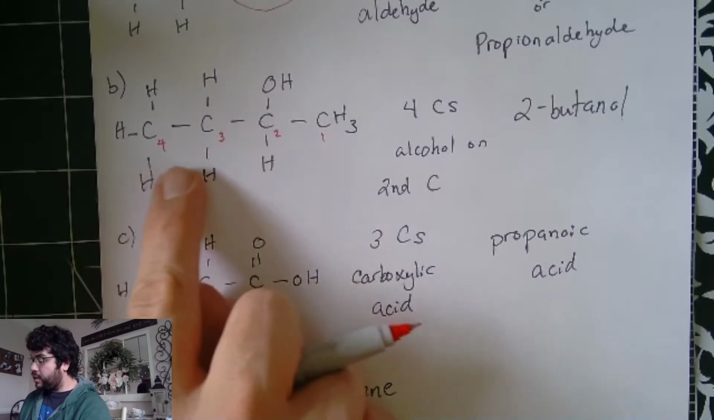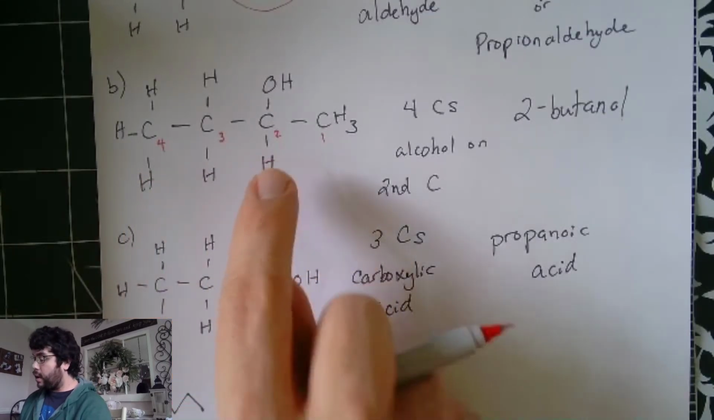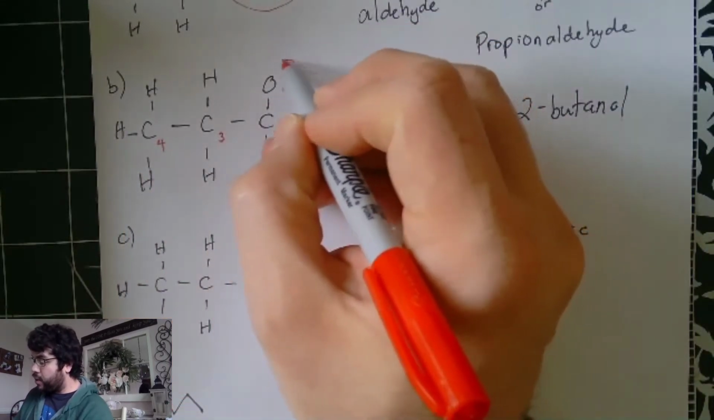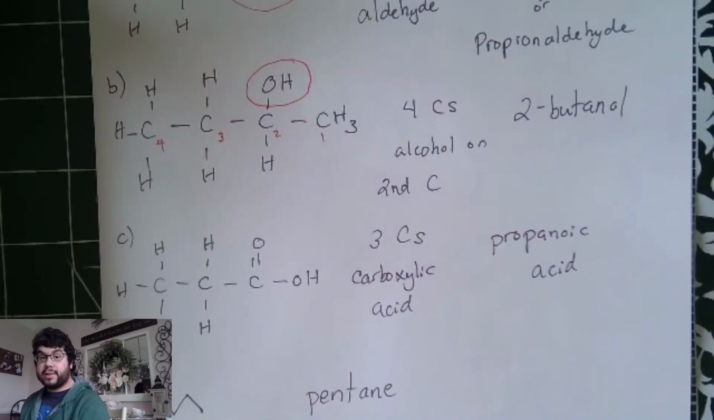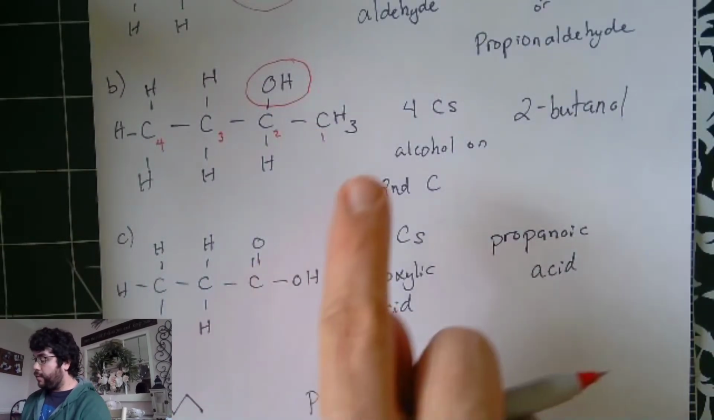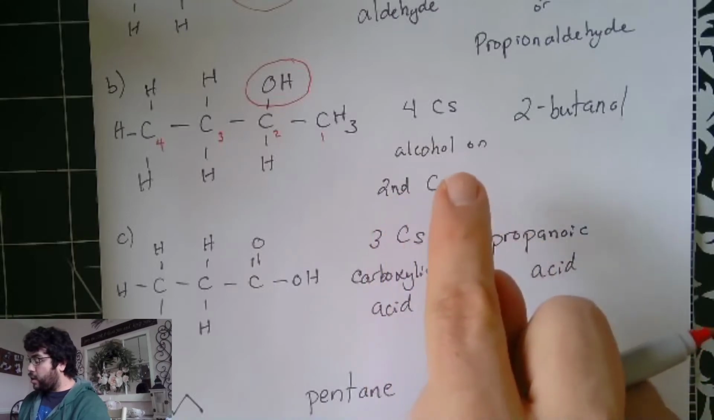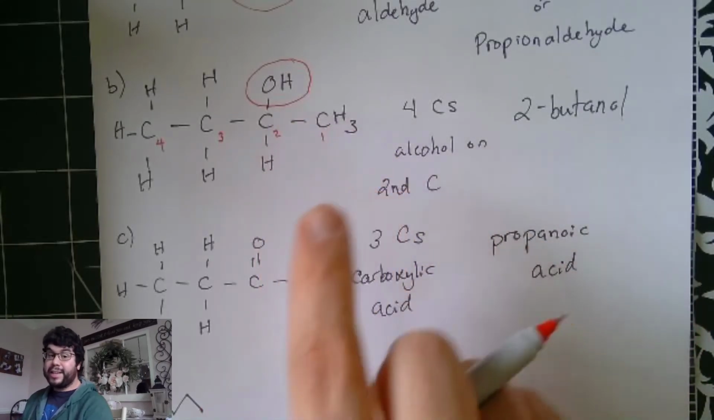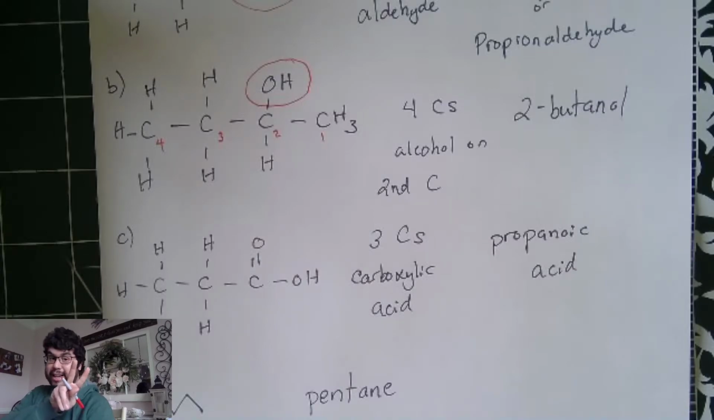B, you have this structure right here, and we've got this functional group. The OH functional group is the alcohol functional group. There are 4 carbons, and that OH group is on the second.